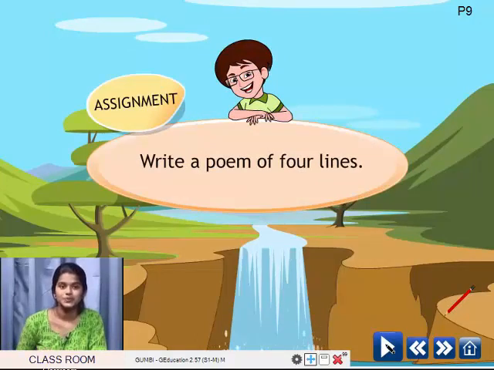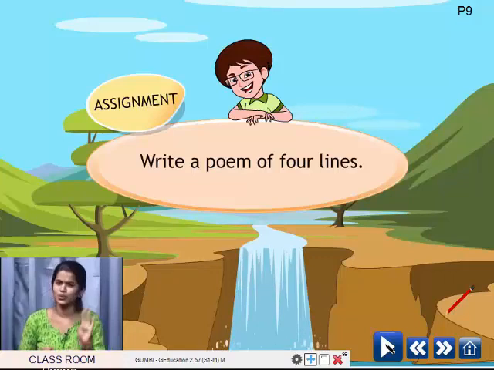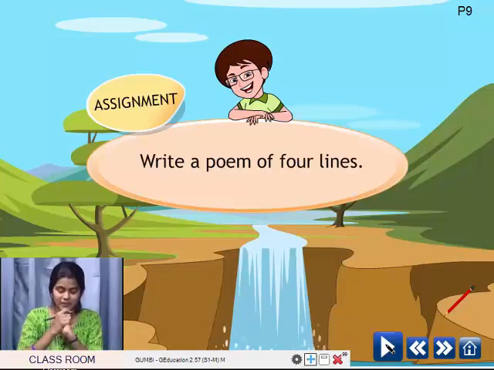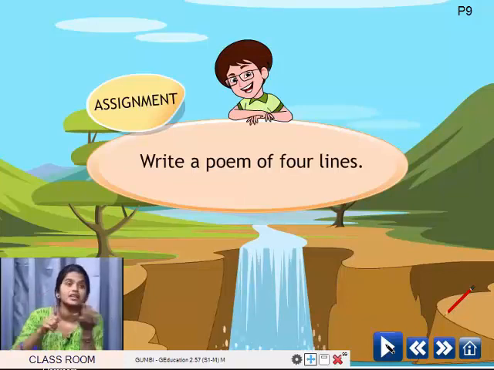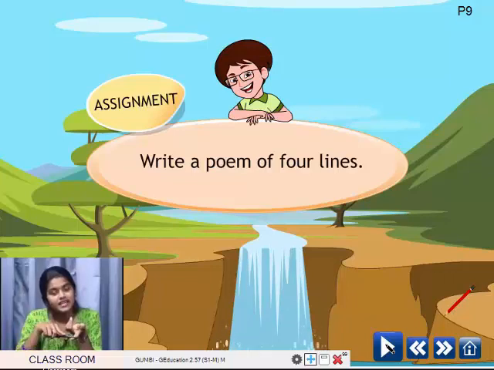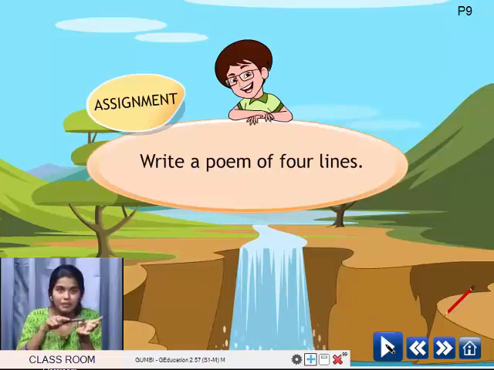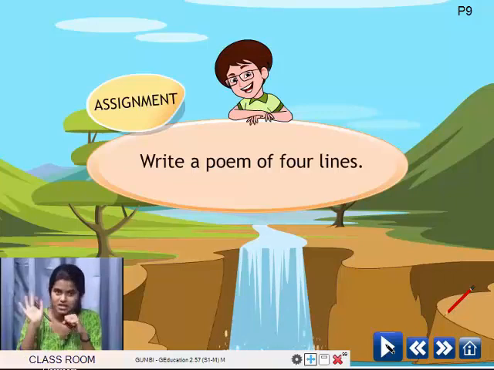So here is an assignment. What you have to do? You have to write a poem of 4 lines. Only 4 lines, students. Okay? You can write about fountain, or you can write about your mother or teacher, or about your friend, or rabbit, cat, dog. So topic is your choice, but you have to write a poem of 4 lines.